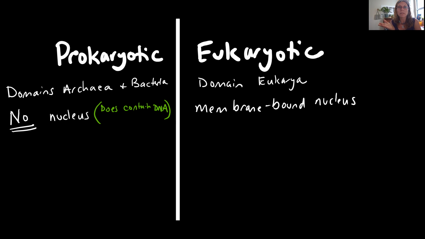So the significance of the nucleus is that it's a membrane-bound package containing our DNA molecule. So prokaryotic cells, they have their DNA in a nucleoid region, but no membrane around it. So no nucleus. Eukaryotic cells have a membrane-bound nucleus, and so this means it's more compartmentalized.